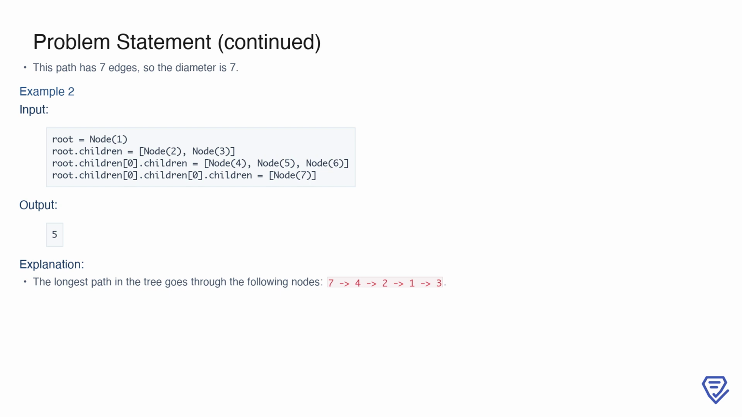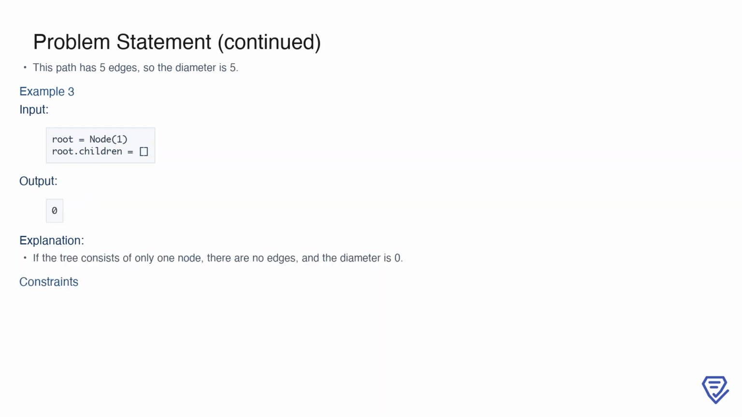Now, let's examine another example to further illustrate how the diameter is determined. Here, the root node has a value of 1 and 2 child nodes, 2 and 3. Node 2 has 3 children, 4, 5, and 6. Additionally, node 4 has a child, 7. The longest path in this tree goes from node 7 to node 3 via nodes 4, 2, and 1. This path traverses 5 edges, so the diameter of this tree is 5. In this second example, the longest path we identified, from node 7 to node 3, consists of 5 edges. Hence, the output is 5.